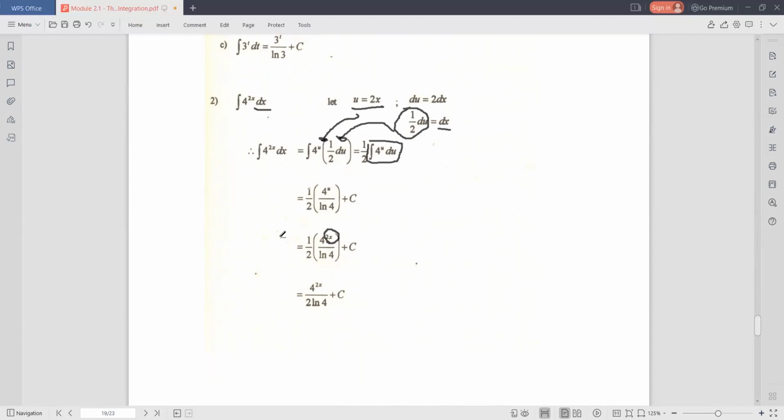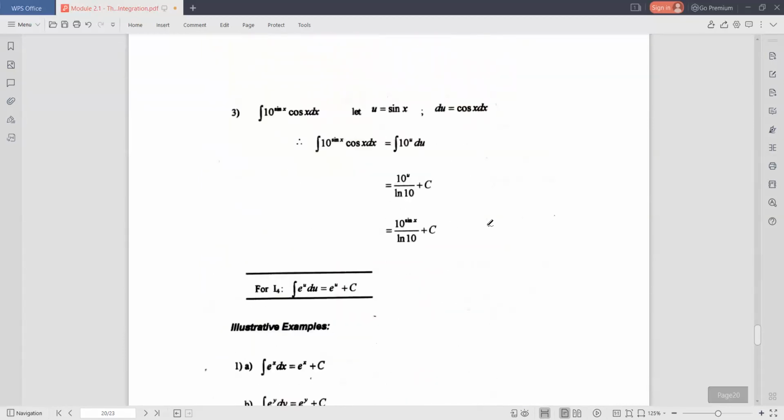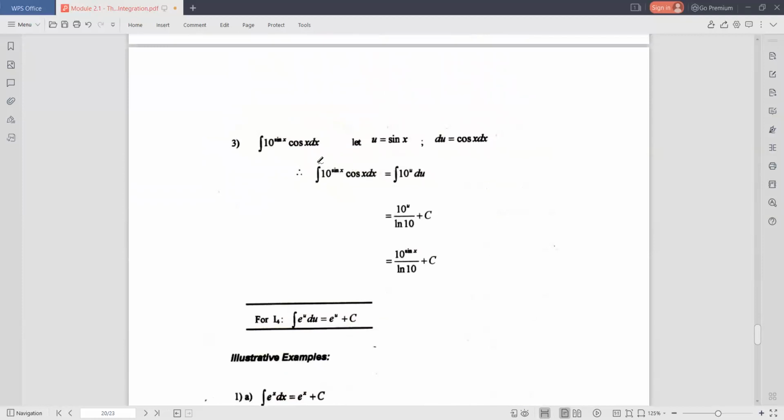Then simplify natin. So that is, multiply lang natin. So that is 4 raised to 2x over 2 ln of 4 plus c. Yan. So ito na yung general solution mo. Okay. So this is now your general solution. Okay, so how about this another example?